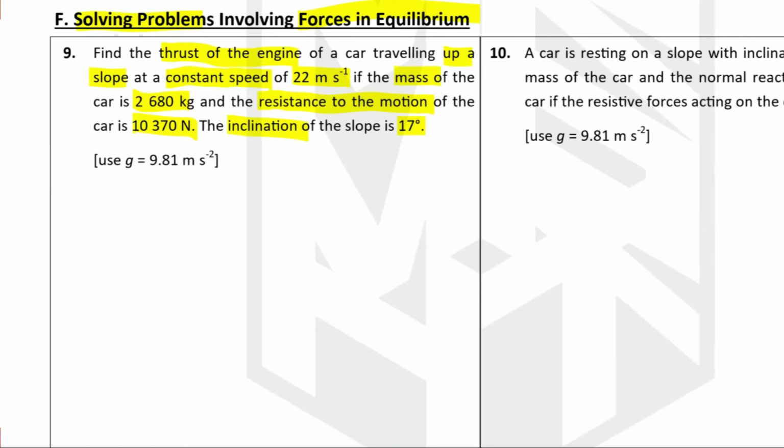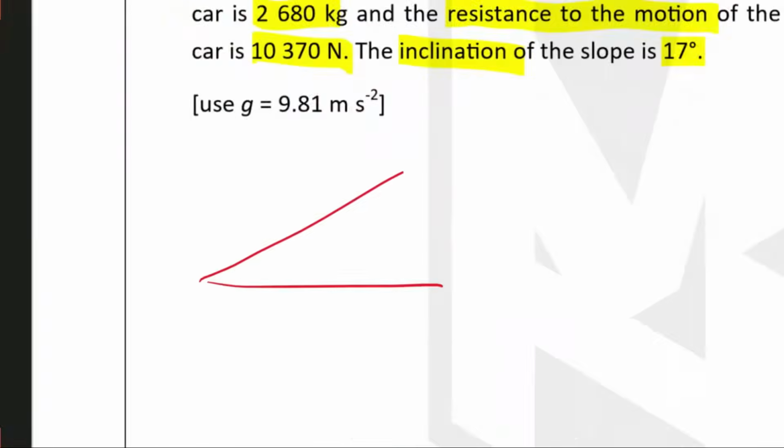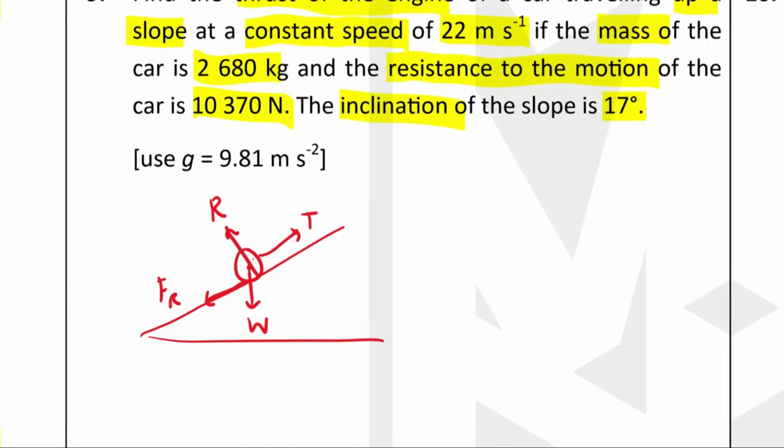Let's draw as usual. We have to draw a free body diagram. You don't actually have to draw a car. Just draw a circle to represent the car. The car has weight and then there is normal reaction and there is the thrust of the engine. It's going up the slope. So T, since it's going up, resistive forces are down the slope, Fr. And so let's label the forces that we know.